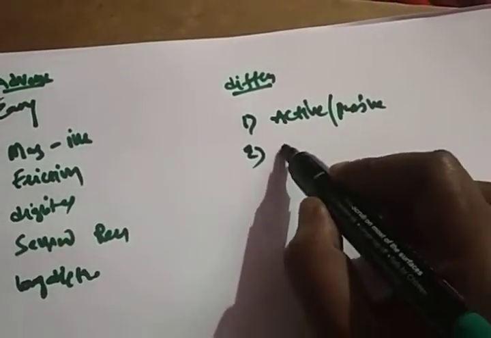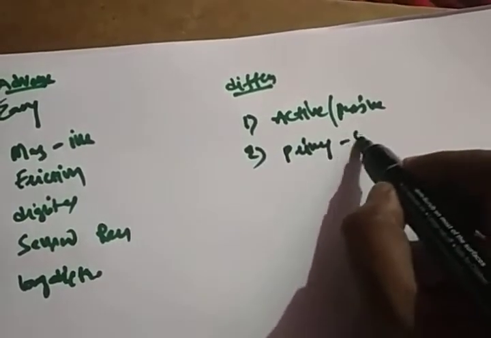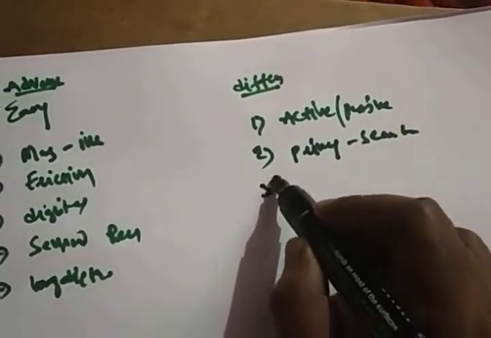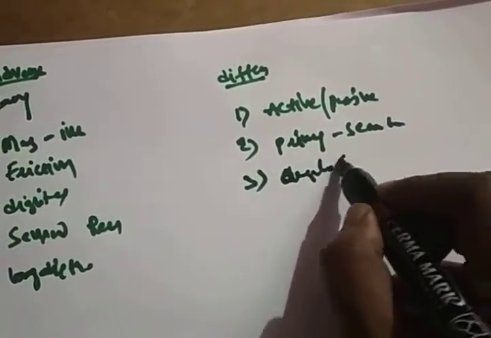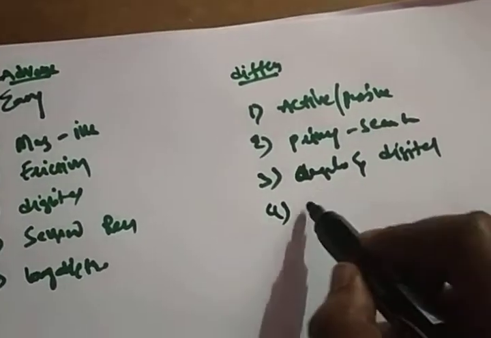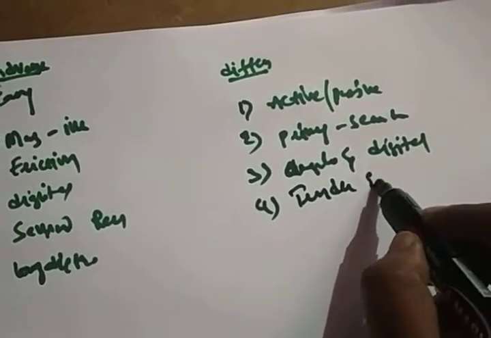After that we'll go for the different types. In the last session we briefly discussed the different types of transducer. There are 4 types of transducer. The first one is active and passive transducer, the second one is primary and secondary transducer, the third one is analog and digital transducer, and the fourth one is transducer and inverse transducer.